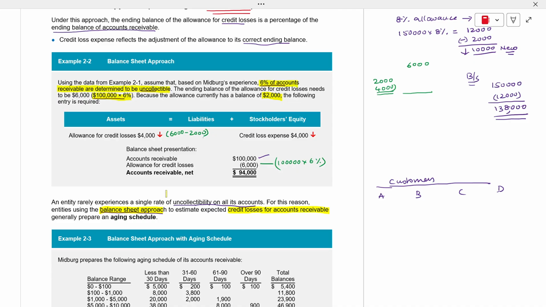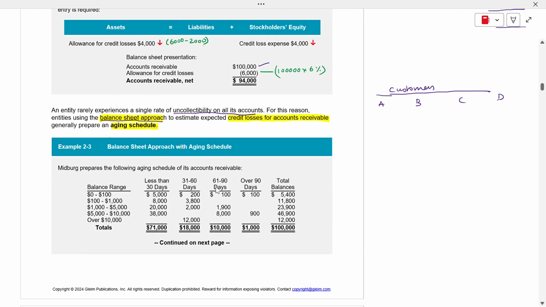Most people use the balance sheet approach based on the receivables. Then what we do is use an aging schedule. How many days are there? We divide them: who is less than 30 days, who is in the higher ranges. What is the range? We also see the total balance.